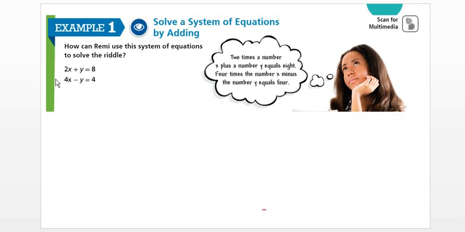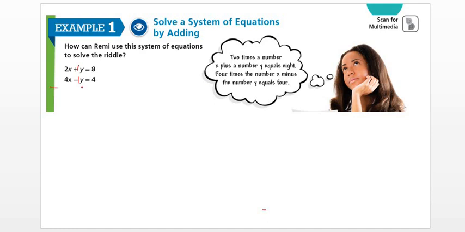Now if you look at the system of equations, the terms are already aligned, meaning the y terms are above each other and the x terms are together. Now what do I have to notice? I have to notice whether the like terms have the same coefficient. When I compare the x terms, they have different coefficients. Now when I look at the y terms, do they have the same coefficient? Yes, this one has 1 and this one has 1, right?